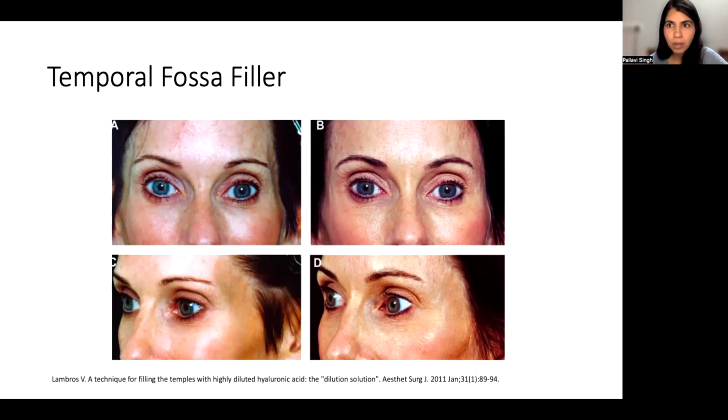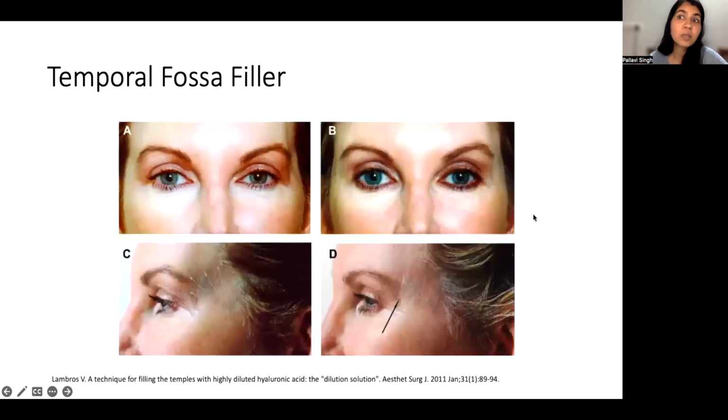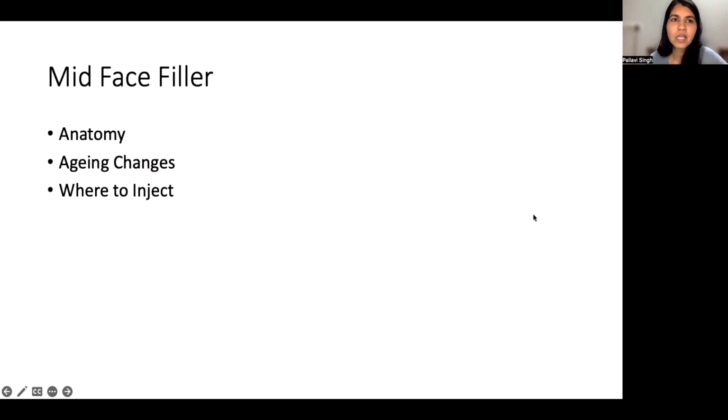And one of the good things about filling the temporal fossa is that it looks better, but nobody can really tell what has been done, which is essentially the basis of all aesthetic medicine, that you should look like yourself, but people shouldn't be able to tell what has been done.